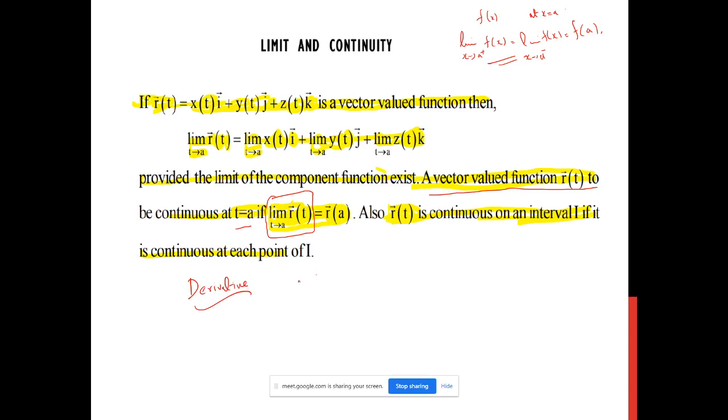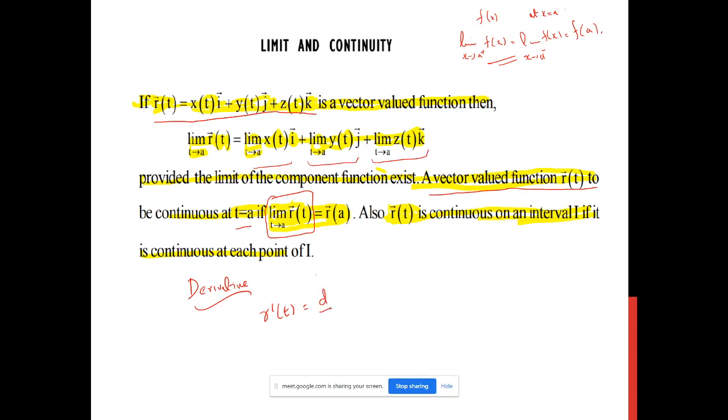So please tell me what will be r dash of t. If r of t is this, then what will be r dash of t? Limit is component wise limit. We have taken component wise limit. Then what will be the derivative? The derivative is also component wise derivative, right?